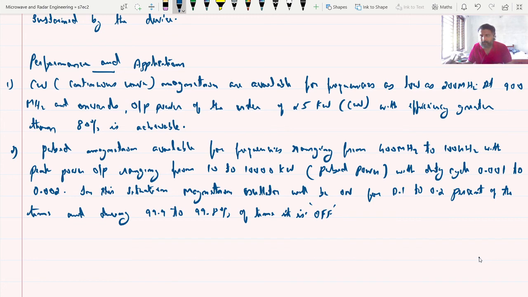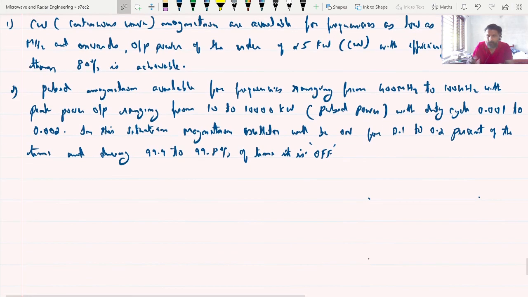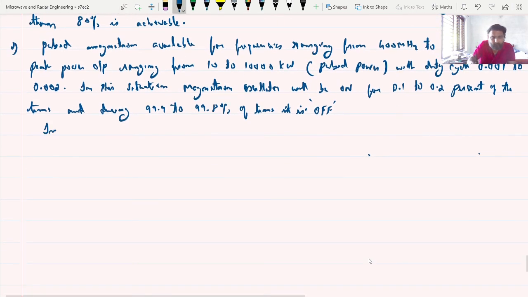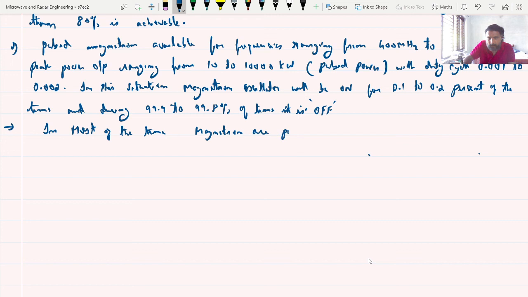So most of the time this magnetron are pulse operated. That also is very important. Okay, most of the time the magnetrons are pulse operated. That is an important point.